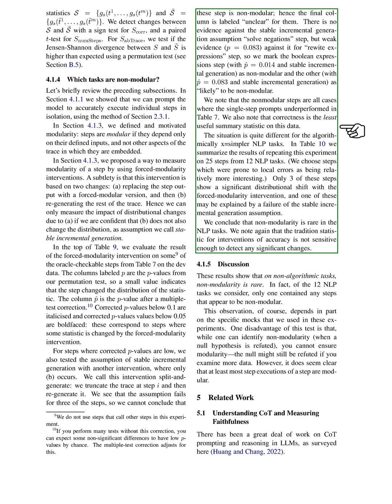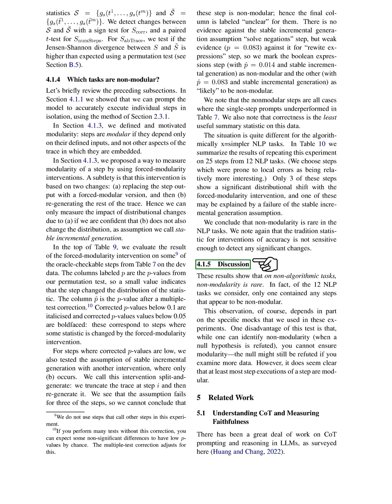In contrast, when we examined simpler NLP tasks, we summarized the results of repeating our experiment on 25 steps from 12 tasks. We focused on steps that were more prone to local errors. Only 3 steps showed a significant distributional shift due to the forced modularity intervention, and one of these might be explained by a failure of the stable incremental generation assumption. We concluded that non-modularity is uncommon in NLP tasks, and the traditional accuracy statistic is not sensitive enough to detect significant changes.